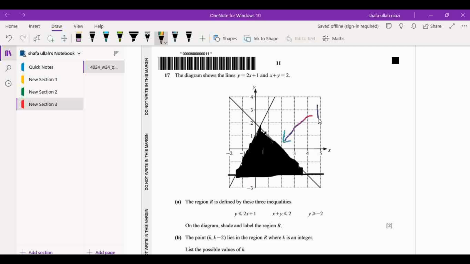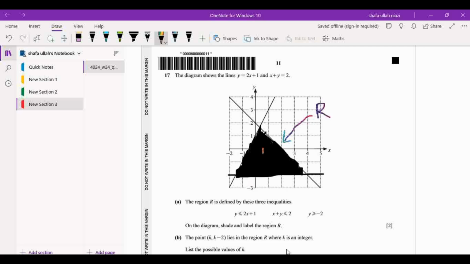This region is R. Okay, that's it. Next is the point (k, k minus 2) lies inside the region R. So this is inside this region. We have to list the possible values of k where k is an integer.